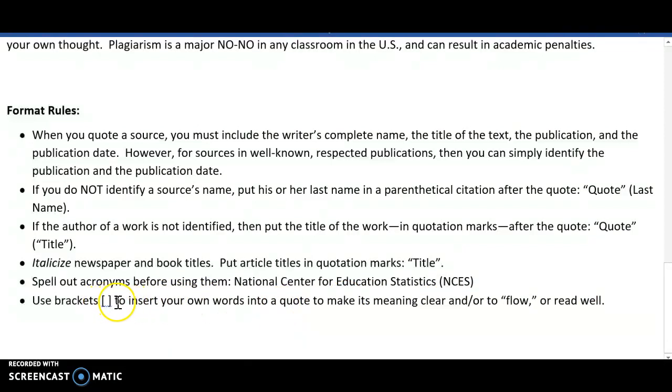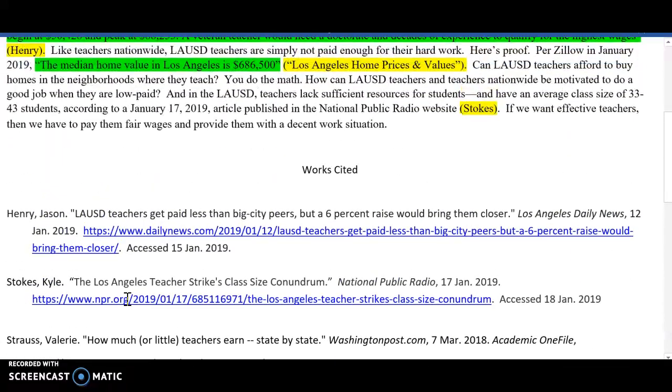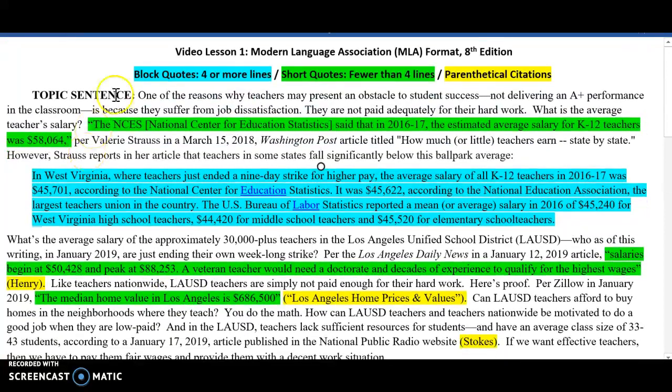Now, I'm not going to explain how to use brackets completely because we don't have enough time in this video. And I'm not going to read these format rules to you. I'm going to suggest that you pause the screen and you can study them later if you want to review this video. But I am covering these format rules up here. And I have other videos about how to use brackets and also how to create a works cited. That is not my purpose here. I am simply giving you an introduction to block quotes, short quotes, and parenthetical citations.